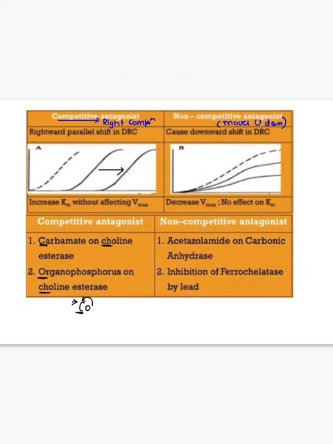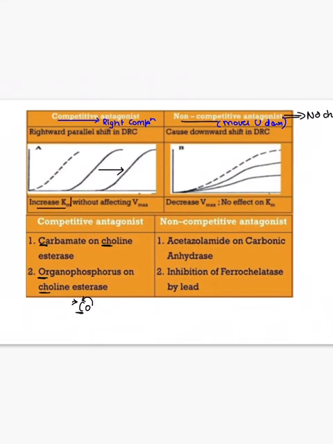That is, when you are in competition, when you do competition in the right direction, you go. Okay, see, right direction competition. Now non-competitive, guys. So how do you remember non-competitive? Remember, no change in Km. Okay, like this you can remember. So here no change, so here the Km will change.